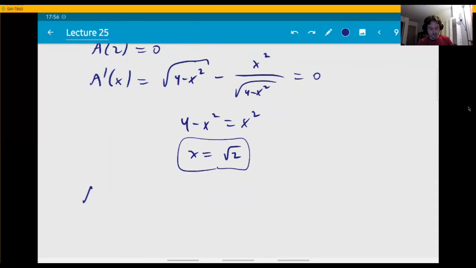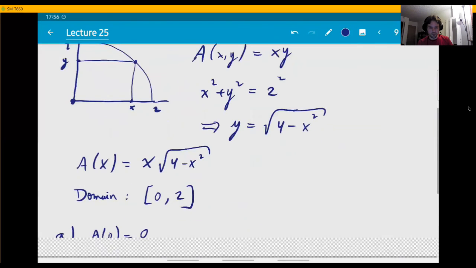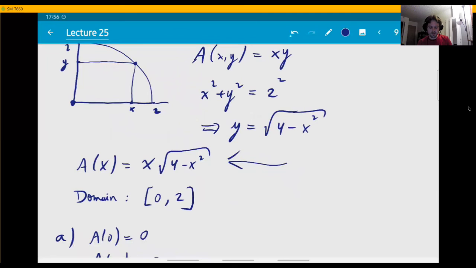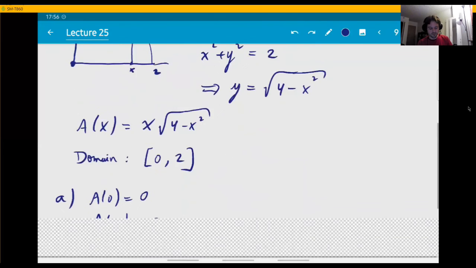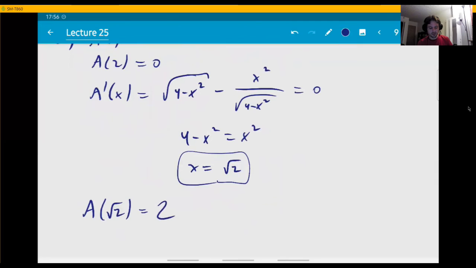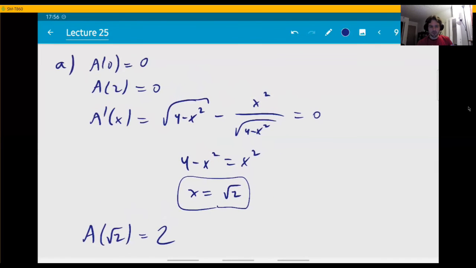So we go ahead and calculate also area of root 2. Plug in x equals root 2 into the area function, which is up here. What do you get? So this becomes a 2. 4 minus 2 becomes 2. And this x is also root 2. So this is going to give you root 2 times root 2, which is 2. Okay. So now look at the values that you found. Those are all candidates for being the maximum or minimum value of the function A in that domain. What is the largest one that we found? It's the number 2. That's the max.